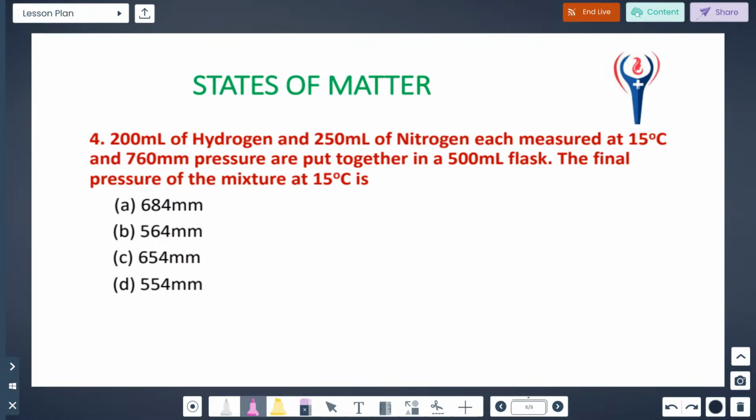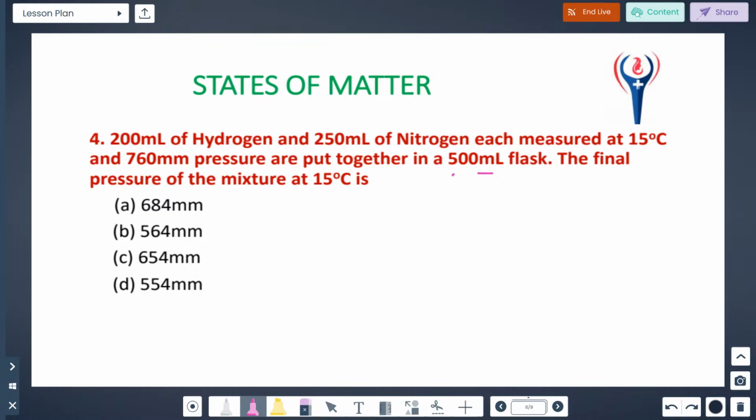Here, 200 ml of hydrogen and 250 ml of nitrogen, each measured at 15 degrees Celsius and 760 millimeter pressure, are put together in a 500 ml flask. The final pressure of the mixture at 50 degrees Celsius is dash. That's the question. We have two gases with different volumes, one is 200 ml, another is 250 ml. We put them together in a flask whose capacity is 500 ml. So what will be the final pressure, they are asking.